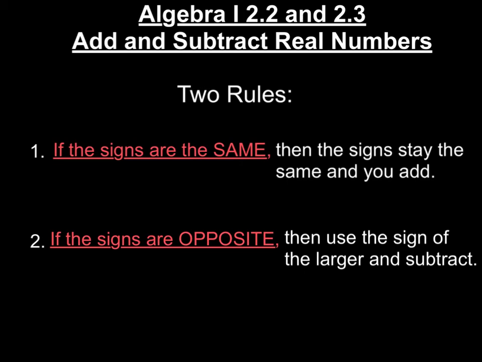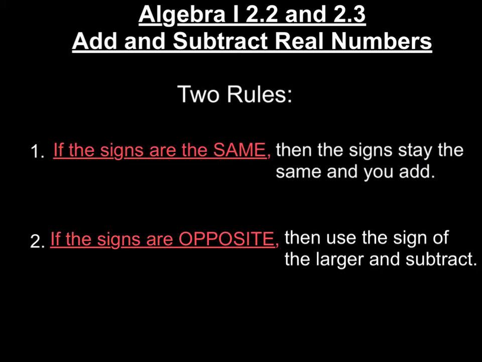Today in Algebra 1, we are going to look at Lesson 2.2 and 2.3 together, adding and subtracting real numbers. There are two rules for adding and subtracting numbers. If the signs are the same, then the sign stays the same and you're going to add them. If the signs are opposite, then you're going to use the sign of the absolute value of the larger number and subtract. Now, what does that mean?